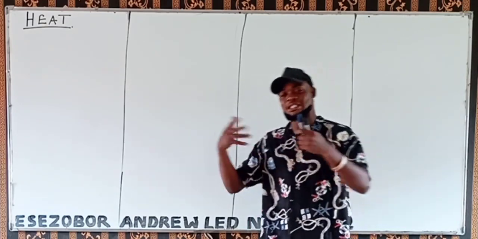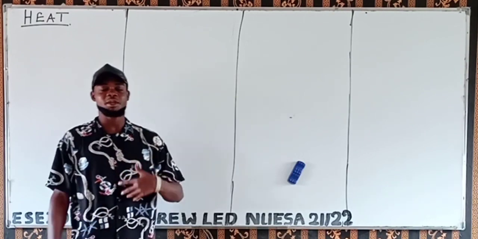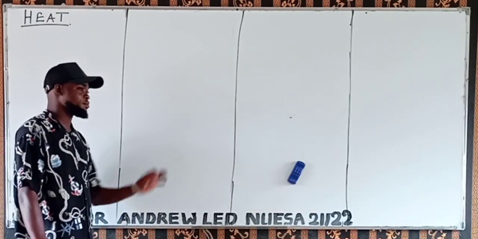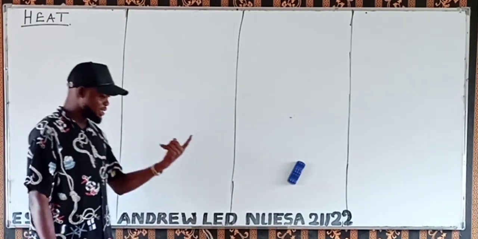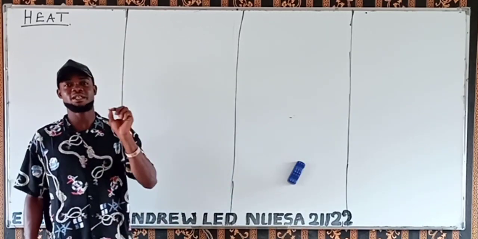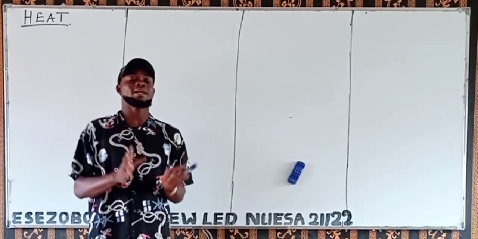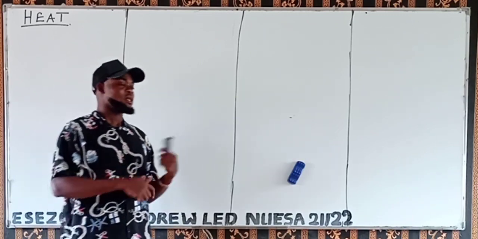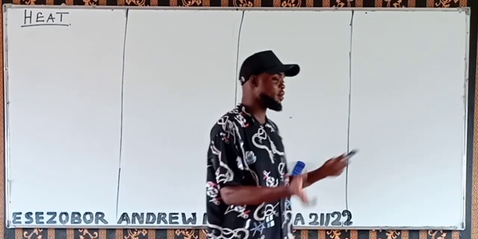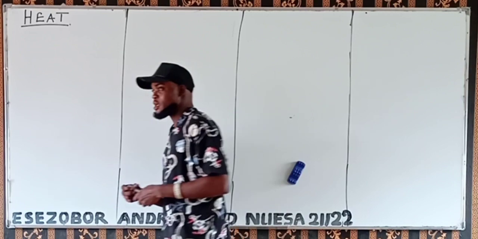Now, let's move to specific heat. What is the meaning of heat capacity of a body? We have heat capacity of the body, we have specific heat capacity of the body, and we also have the molar heat capacity of the body. What's the meaning of specific heat capacity? What's the meaning of heat capacity? What's the meaning of molar heat capacity?